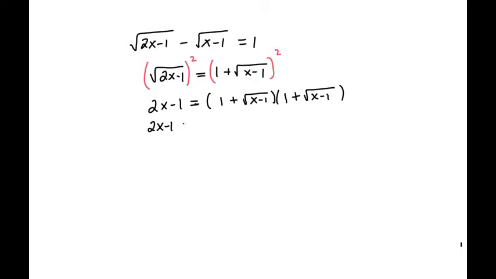I will continue with the left-hand side, writing it down, and then the right-hand side we will FOIL, first times first, outside times outside, plus inside times inside, and then last times last. Since they are both square roots, the square root goes away, and you just have x minus 1.